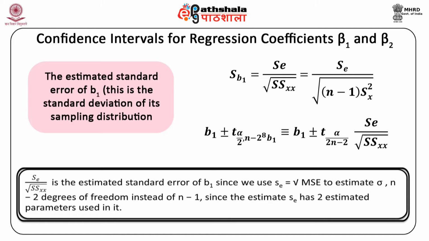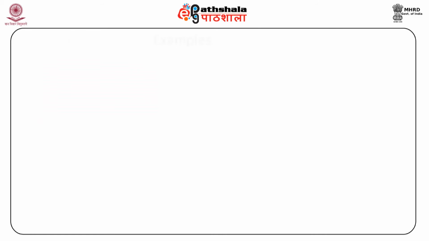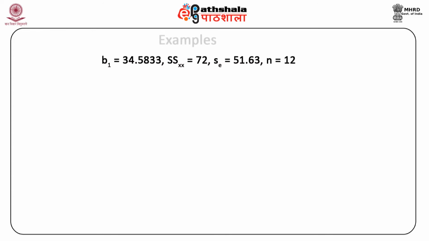Also, we have n minus 2 degrees of freedom instead of n minus 1, since the estimate SE has two estimated parameters used in it. Let's take some examples. For the coffee sales example, we have the following results. Suppose B1 is equal to 34.5833, SSXX is 72, and SE is equal to 51.63 with n equal to 12.